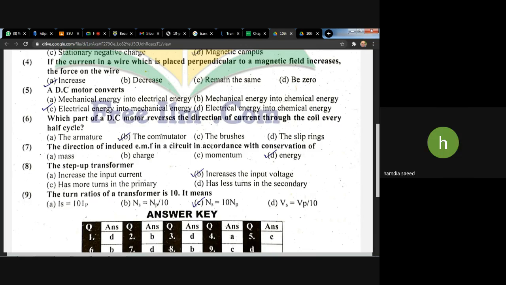Yes, sir. Okay. Which part of a DC motor reverses the direction of the current through the coil every half cycle? This concept was not included in your syllabus, but the MCQ is included. We call it the commutator. Remember this name, which in the DC motor, the part which changes the direction of the current during every half cycle, that is called a commutator. Okay, just remember this. The armature, the commutator, the B is the right choice. Just remember this thing, okay?